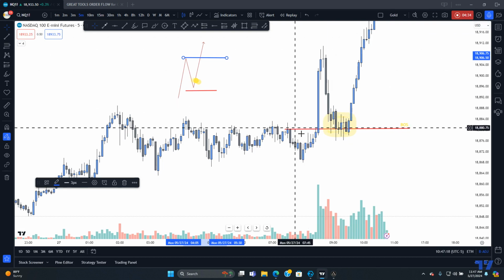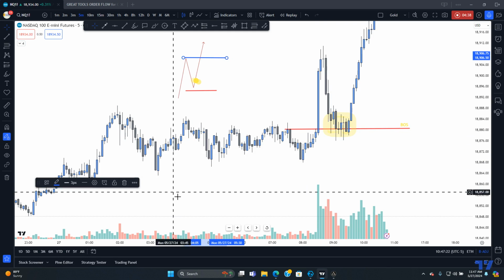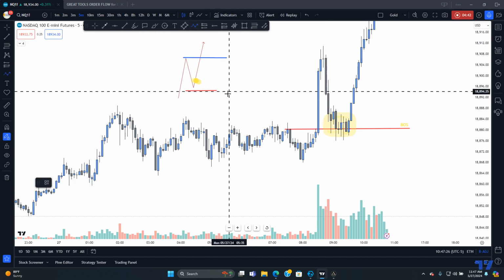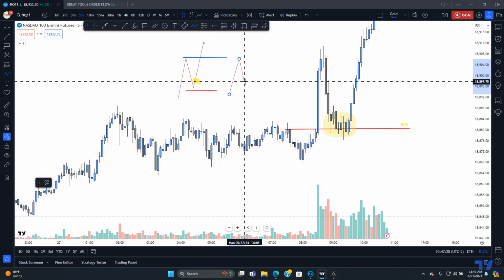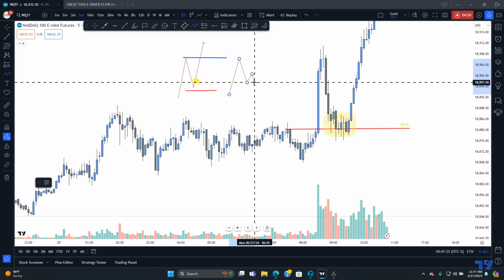So the next thing that he mentions is that this pullback might be one leg and a second leg.